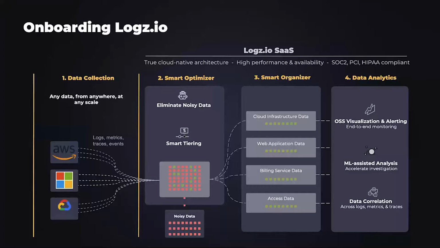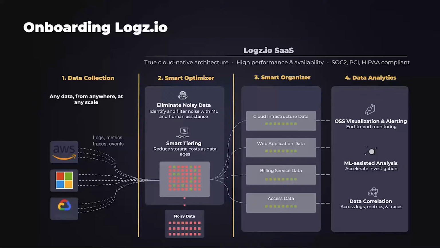Or if you don't have those collection technologies in place, they're easy to install. Another way to send data is with direct cloud integrations with AWS, Azure, and GCP to send data directly from your cloud services. After sending the data, it'll all be ingested at any scale on Logs.io's SaaS platform, which is built on a true cloud-native architecture and automatically scales up and down with your data.